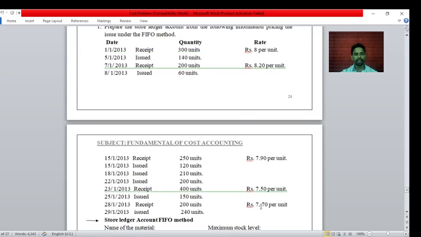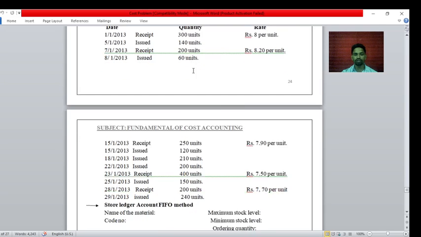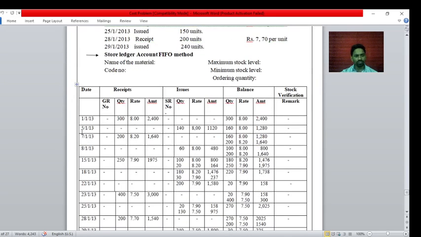Now on the next date, 5th January 2013, 140 units were issued. It is not related to the receipts, so make it dash dash dash. In the issue column, how many quantities were issued? 140 out of the balance. This is the first lot, and out of this first lot they have to send first. So out of this 300, 140 units were transferred for production purposes at the rate of 8. The amount will be 1120.